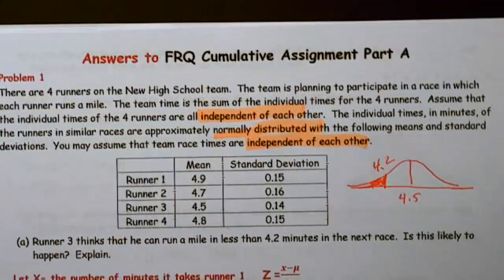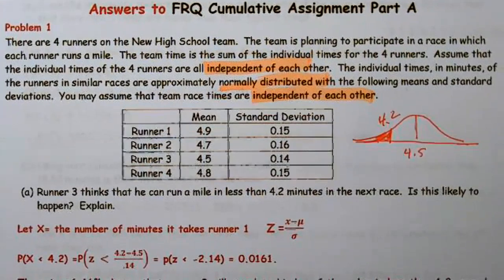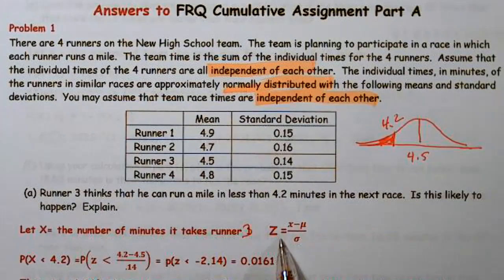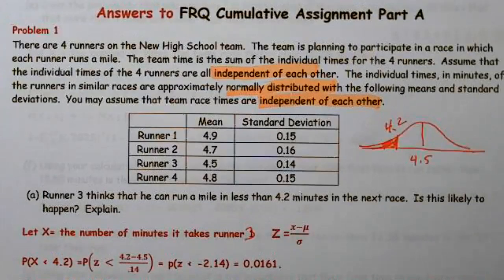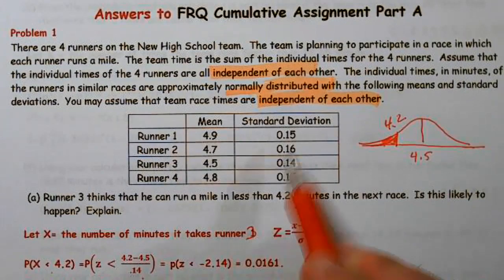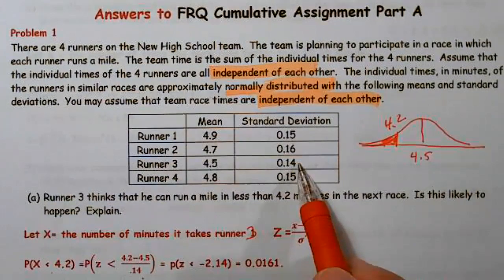So let x equal the number of minutes it takes runner 3. And we should note that because it's a normal, we know we're going to be working with a z. Matter of fact, as soon as you tell me anything's normal, I'm writing that down and starting there. That's my starting point always. So we want the probability that x is less than 4.2 minutes. Well, I'm just plugging in 4.2 for the x, 4.5 for the mean, and 0.14 for the standard deviation, which just came off the table.